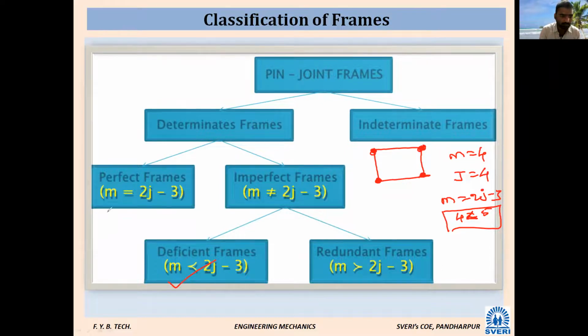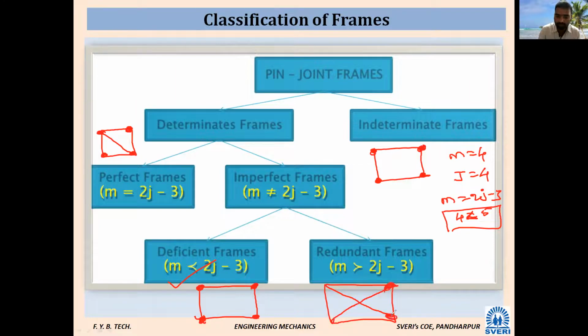See, the example I have taken for this case is the perfect truss. This is the perfect truss. For deficient, members are less. For redundant, members are more. In one figure, I have shown the perfect frame, the deficient frame, and the redundant frame also. Is it clear, everyone?